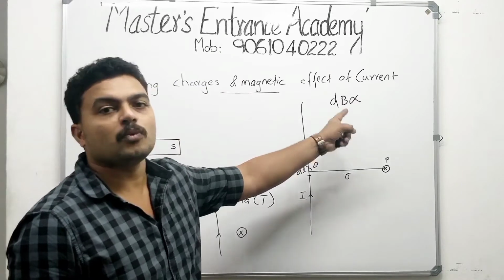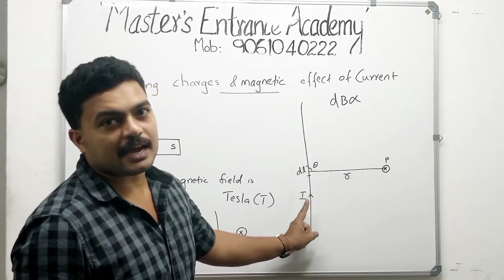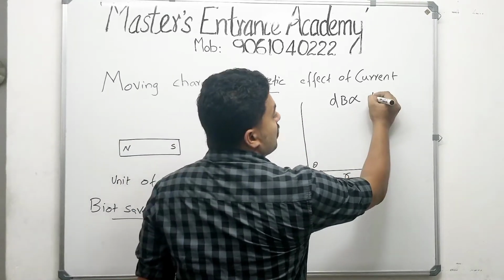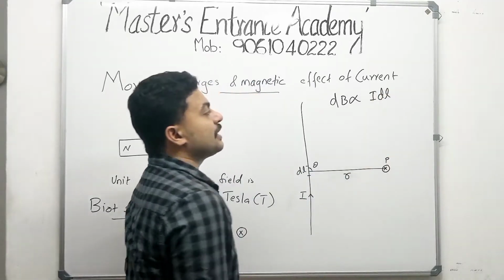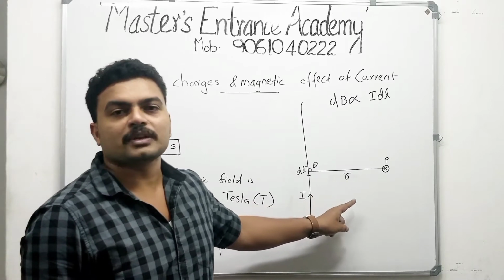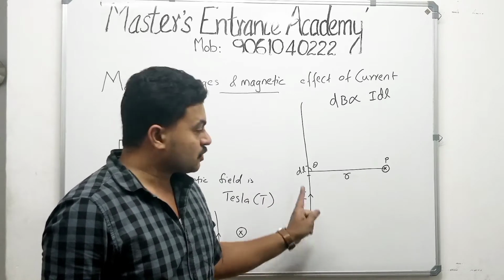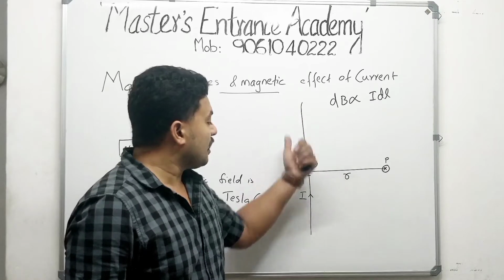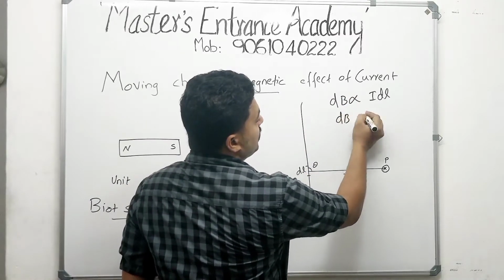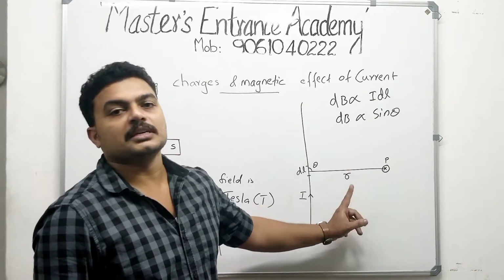what parameters does it depend on? Yes, I dl, the current element I dl. So dB at this point depends on I dl. Then the sine of the angle between the line joining the conductor and the external point. This is the external point, this is the conductor, and this is the imaginary line joining them. That is theta. So it is proportional to sine theta, and inversely proportional to the distance.